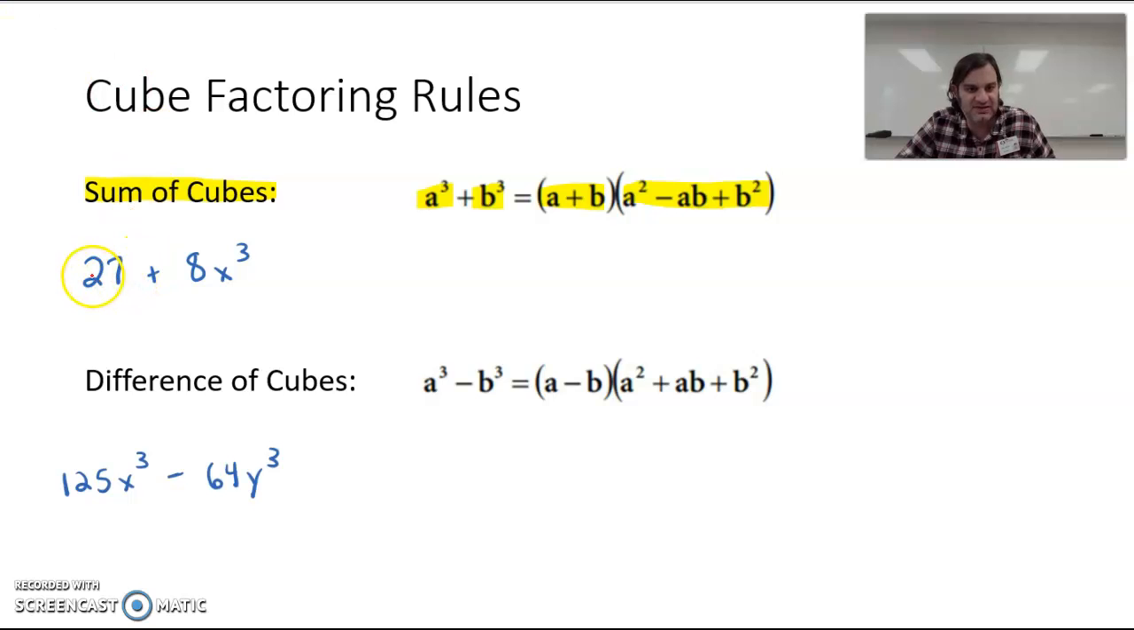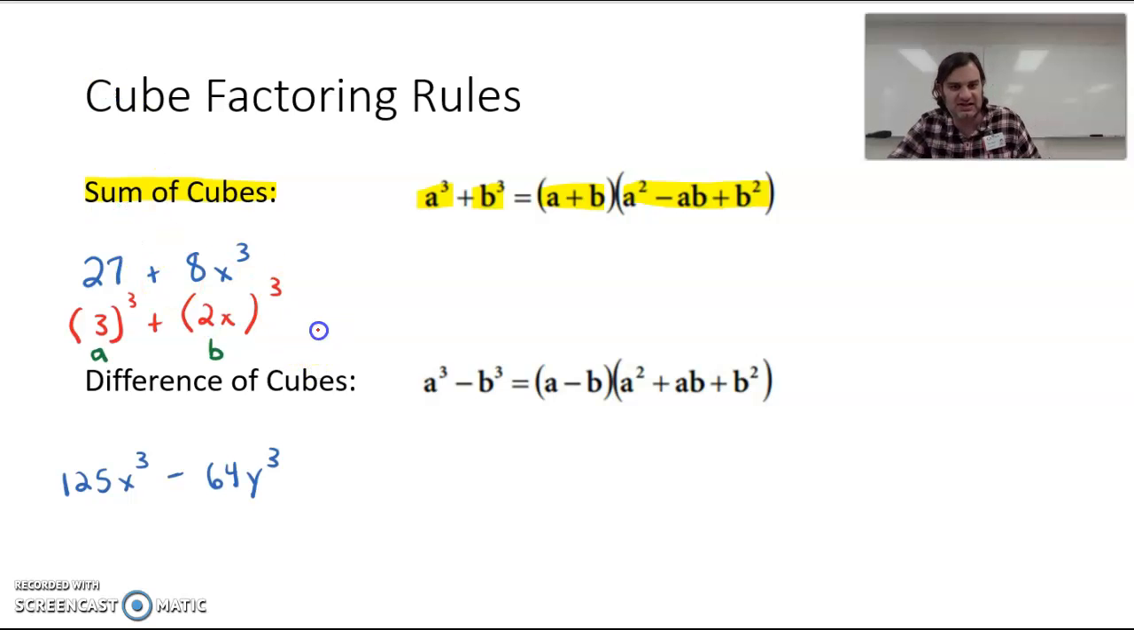So the example we have is 27 plus 8x cubed. Whether you know it or not, 27 is 3 cubed. It's a perfect cube. So 3 will be our a. And then it will be plus, now 8x cubed, that's a perfect cube as well. It's 2x quantity cubed. So our b will be 2x. So now everything else is just dropping into that formula. So the right hand side is a plus b, which will be 3 plus 2x.